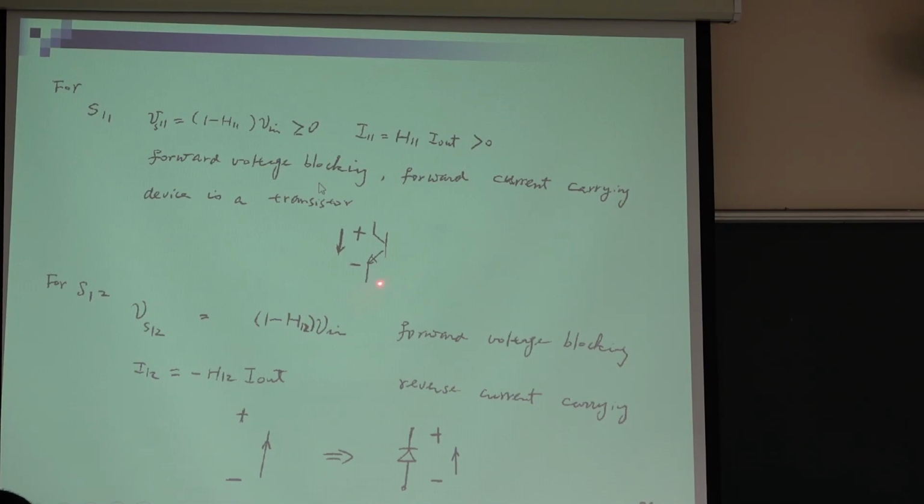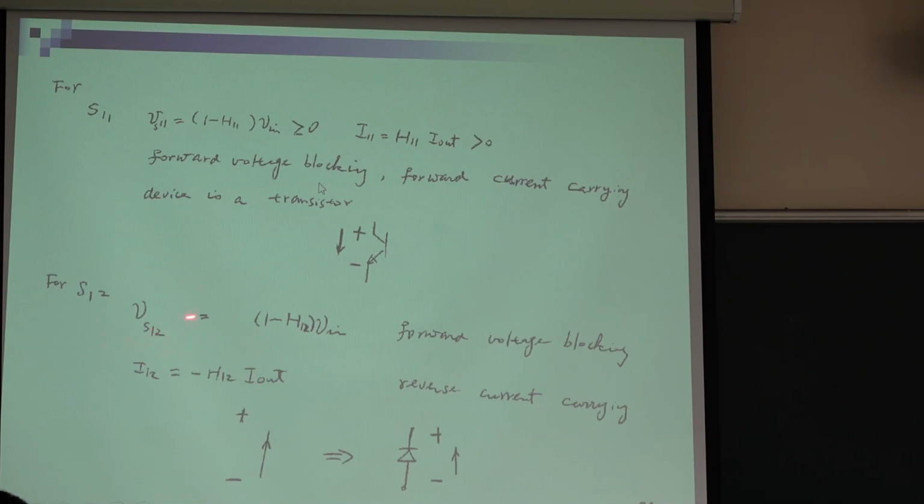Transistor. If you turn on, then you have positive current flow. If you turn off, you have 0 current. If you turn on, then you have 0 voltage. If you turn off, you have positive voltage. So what is this device? It should be an IGBT, MOSFET, or power transistor. You have 3 choices. How about S12?